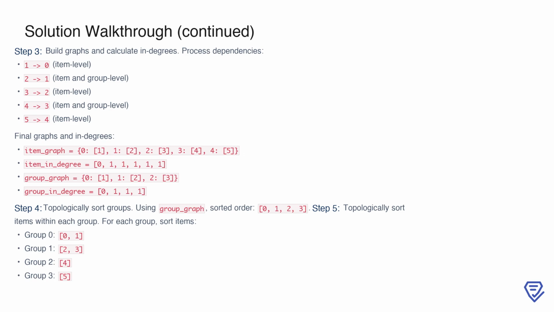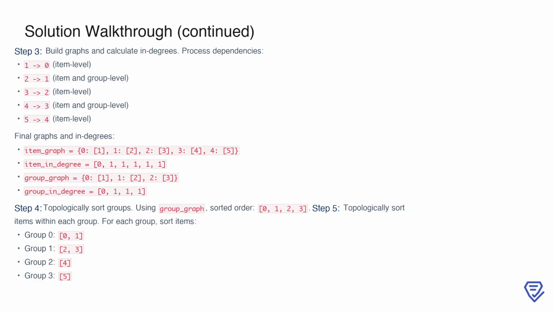The item_in_degree array is updated to 0, 1, 1, 1, 1, 1, indicating that all items except item 0 have one incoming edge. Similarly, the group_in_degree array is 0, 1, 1, 1, showing that groups are also dependent on one another. Next, we topologically sort the groups using the group_graph, resulting in the order 0, 1, 2, 3.